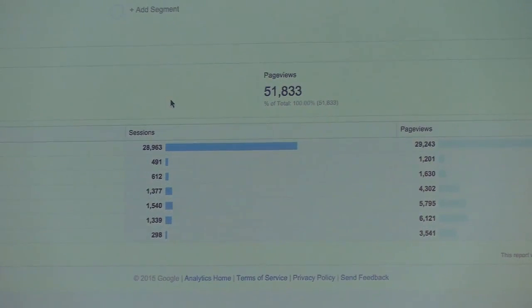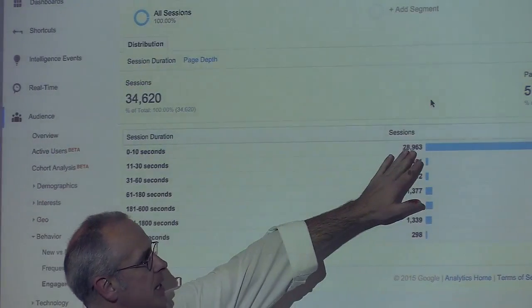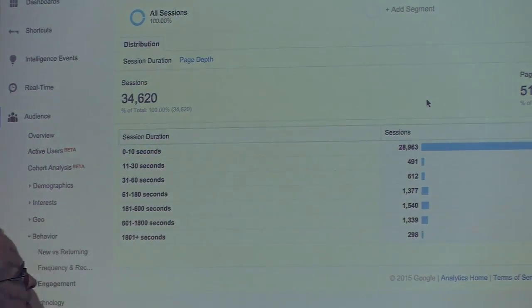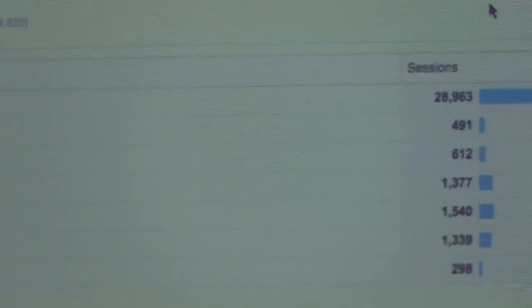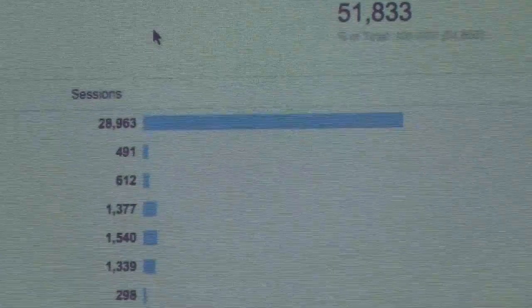Here's what Google refers to as some engagement data, and this is purely about the number of seconds that the session lasted. How long were they on the site? So you can see a lot of people just come, they're there for between 0 and 10 seconds, and they bounce away again. But then there's a good chunk of people who are there somewhere between 1 and 30 minutes.